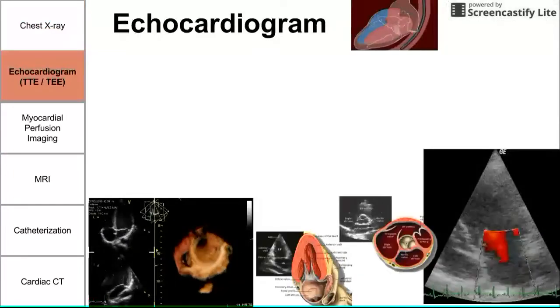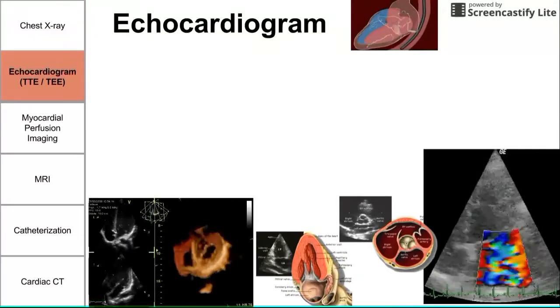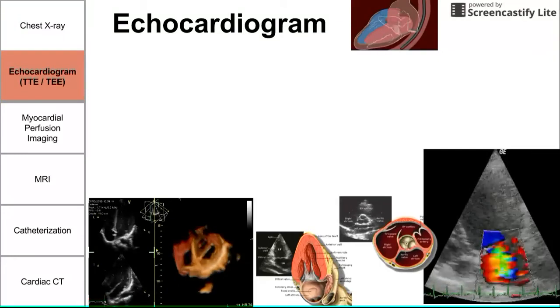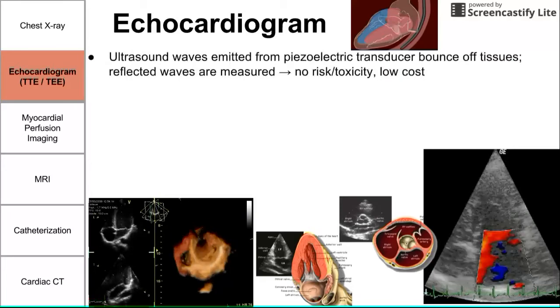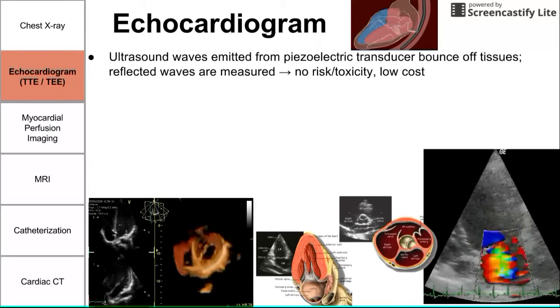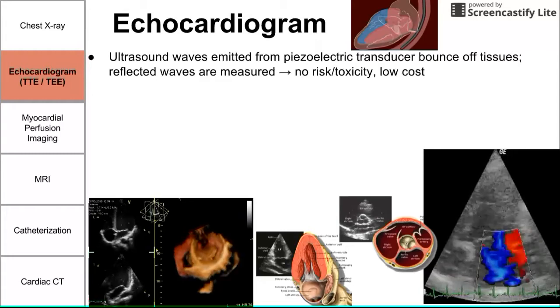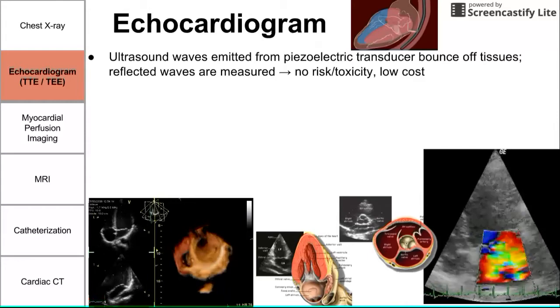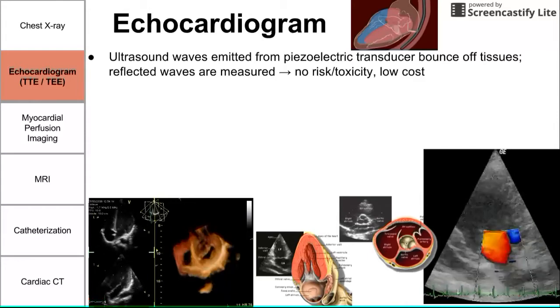Let's move on over to echocardiograms. There's a lot to cover here, a lot of different methods. You can see some moving images here too. The basic principle is that ultrasound waves are emitted from piezoelectric transducers, and those emitted ultrasound waves bounce off tissues. The reflected ultrasound waves are then measured, processed by a computer, and made into an image.